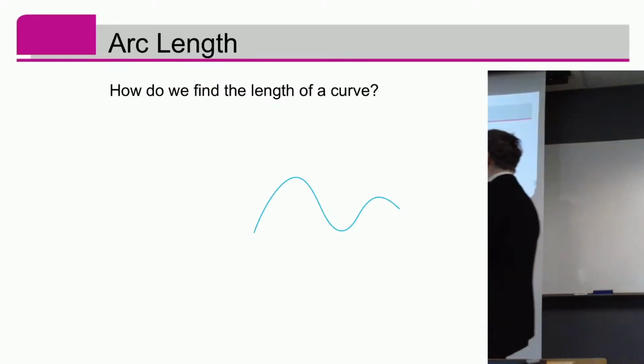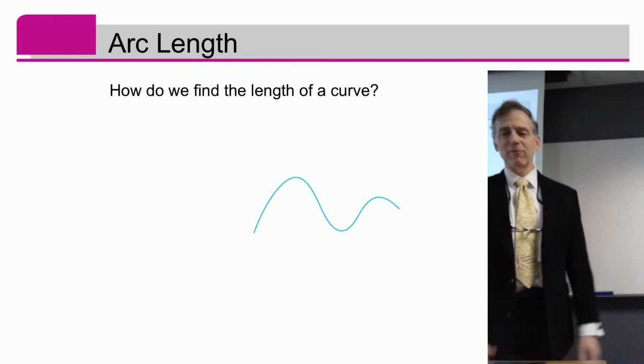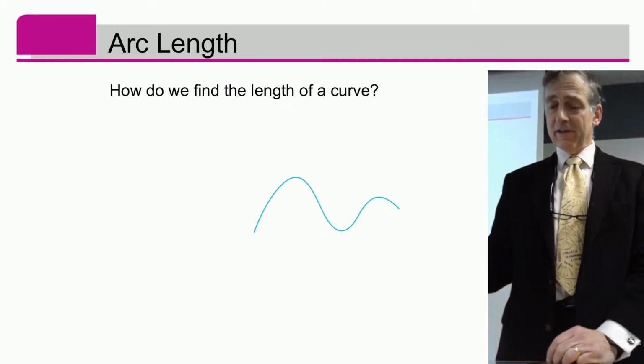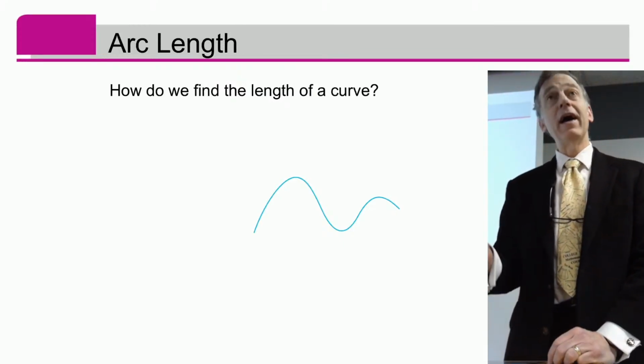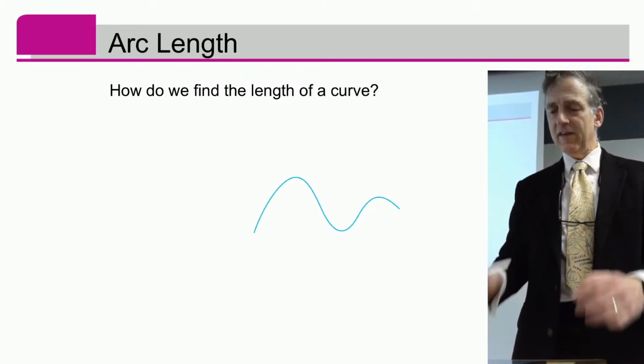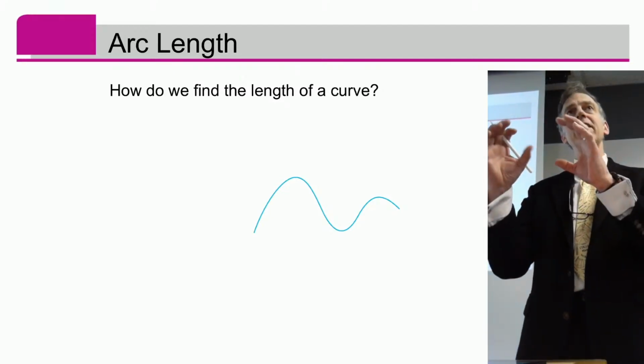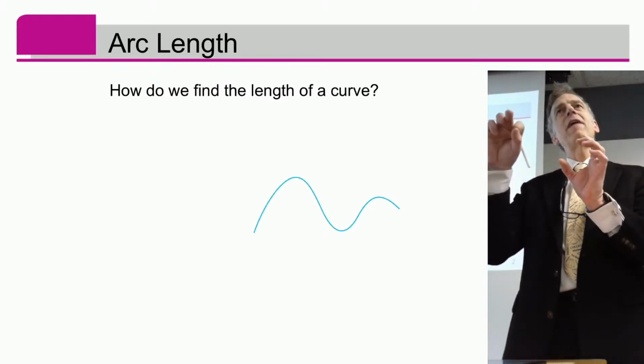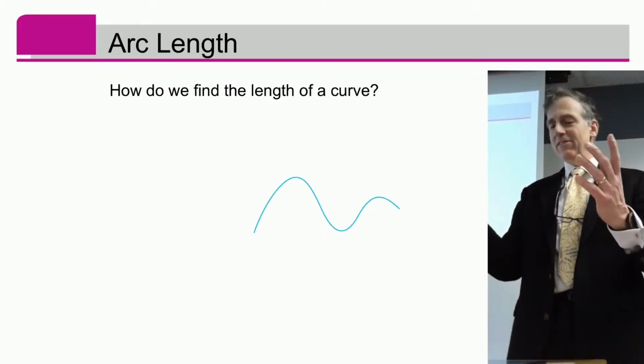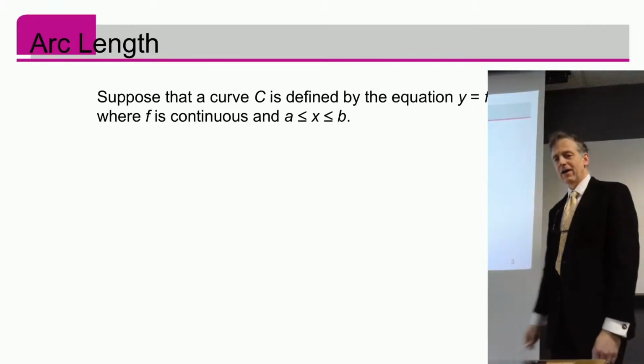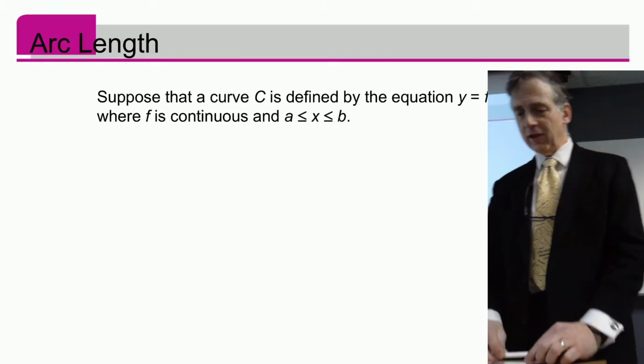How do we find the length of a curve? Well, that's what we're going to try to do here. As I mentioned or hinted at, the idea that we're going to use is we're going to take this curve and divide it into smaller chunks, find the length of all the chunks, add them all up, and then get the arc length that way.